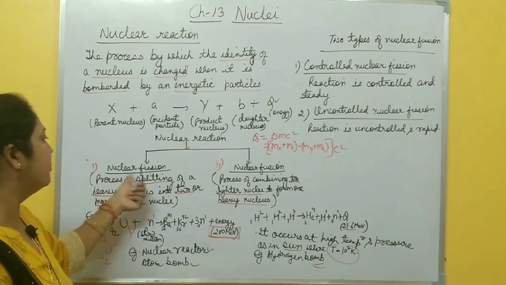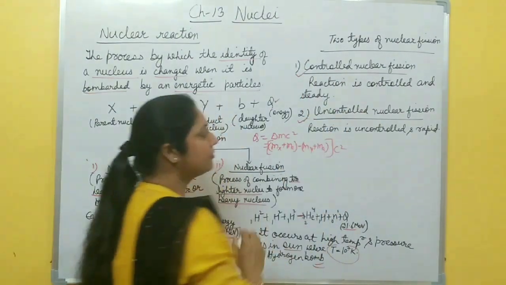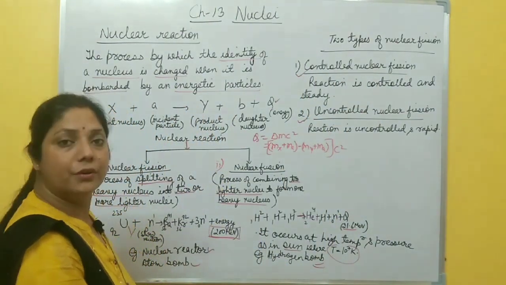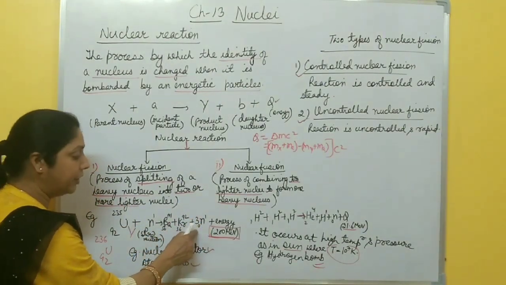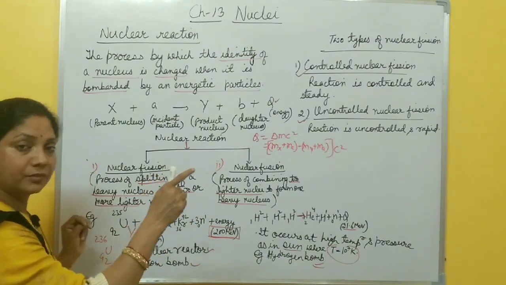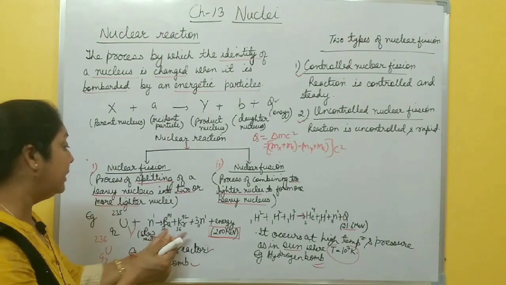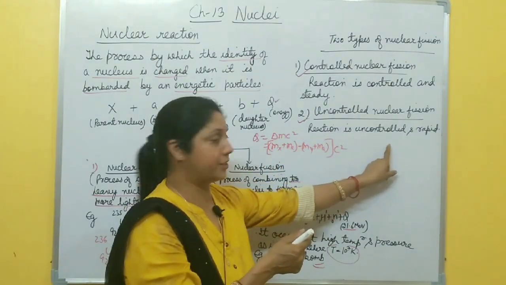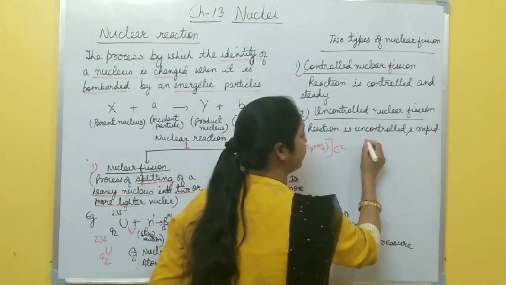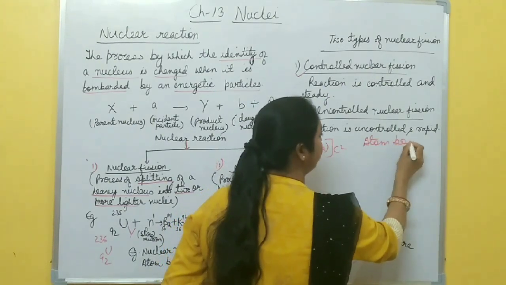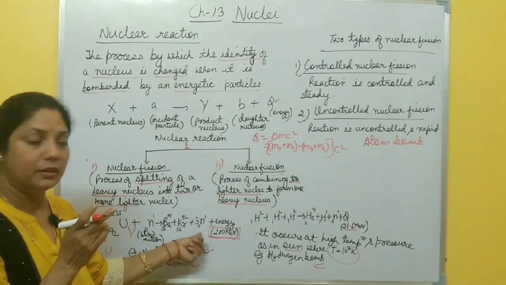One more thing: nuclear fission is of two types. One is controlled nuclear fission, another one is uncontrolled nuclear fission. Uncontrolled means in one fission process 3 neutrons are released, and these 3 neutrons again bombard 3 more atoms, then again a large amount of energy is released. In this way an uncontrolled nuclear fission reaction takes place. That reaction is uncontrolled and rapid, and the best example of an uncontrolled reaction is the atom bomb.